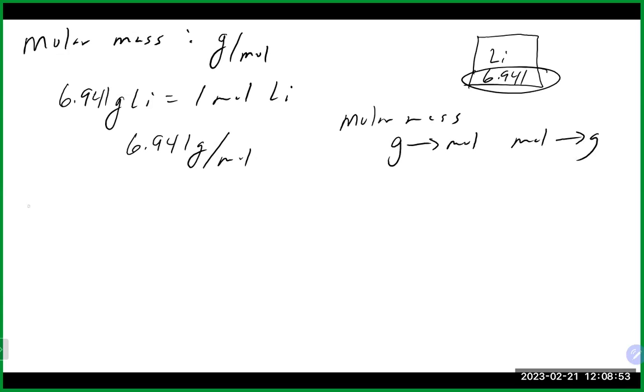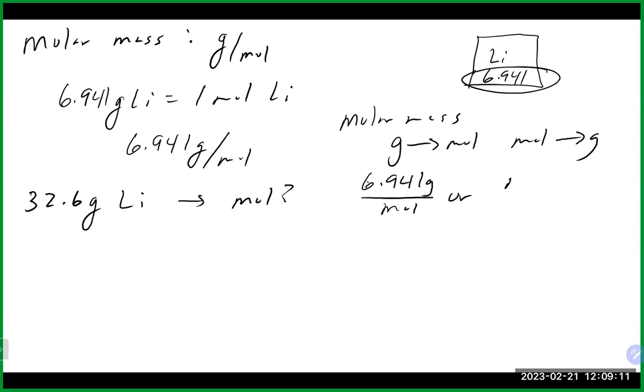So for example, if I had 32.6 grams of lithium, and I want to know how many moles that is, I could use the molar mass as a conversion factor. Conversion factor is 6.941 grams over a mole, or a mole is 6.941 grams. Those are two conversion factors. The way we show a lot of calculations in chemistry is through what is known as dimensional analysis.